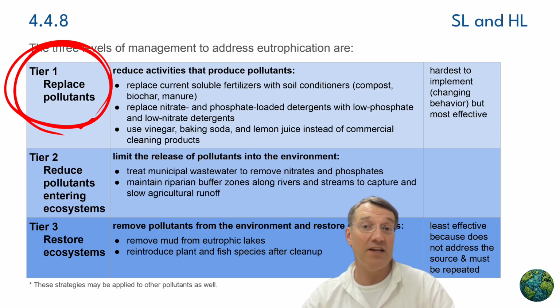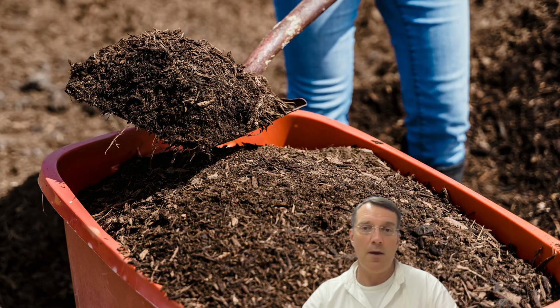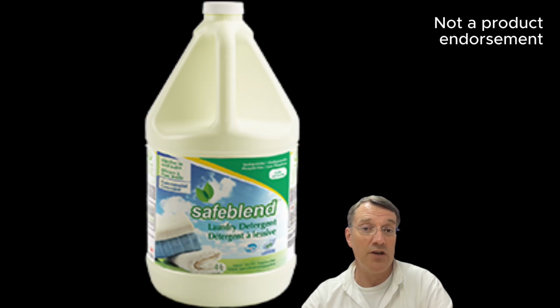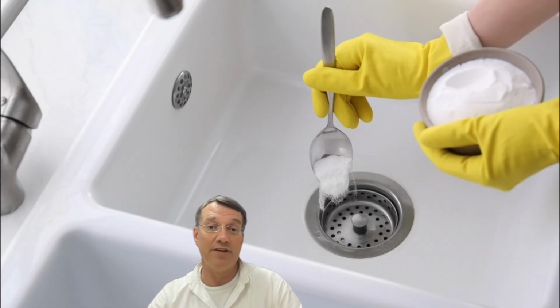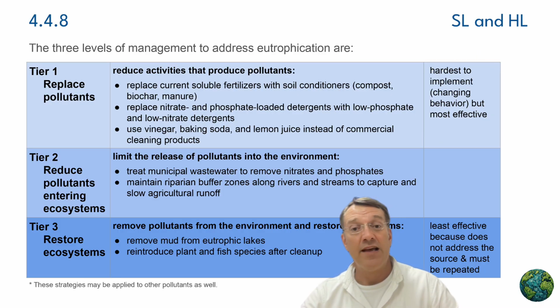Tier 1, to replace the pollutants, focuses on reducing activities that produce pollutants in the first place. Examples include replacing synthetic fertilizers with soil conditioners like compost, biochar, or manure. You could switch to low phosphate and low nitrate detergents, or you could use natural cleaning products like vinegar, baking soda, and lemon juice instead of chemical cleaners. This tier is the hardest to implement because it requires changing human behavior and established habits and practices. However, it's the most effective because it prevents the pollution from ever entering the environment in the first place.